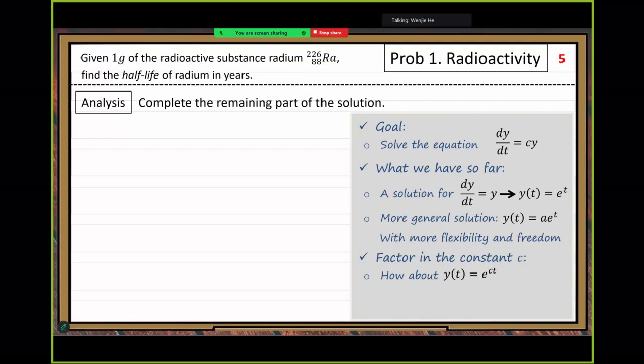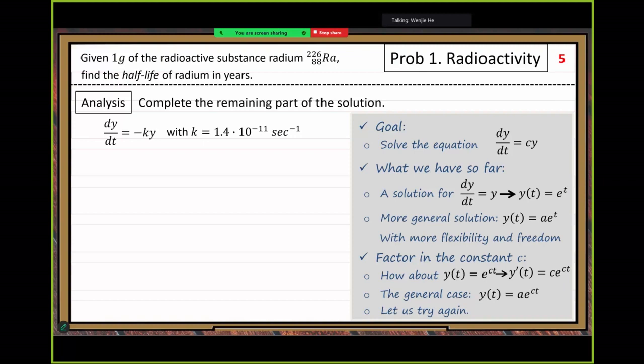Because if you put it there, you verify it, you take the derivative by the chain rule. C times e to the ct by the chain rule. So for the general case, now you can write the general solution: A times e to the ct. The general solution of that target equation.